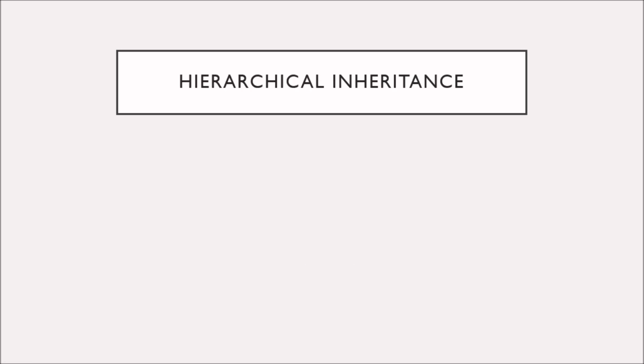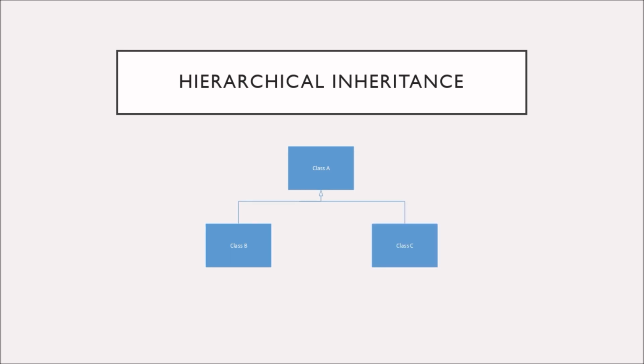And finally, the type of inheritance that we are going to implement today is called hierarchical inheritance. We'll start again with class B inheriting from class A. Class C now also inherits from class A, the main superclass.